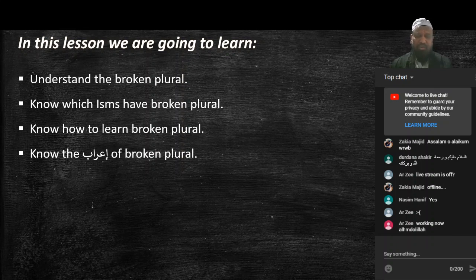For example, muslimun will be muslimun in marfu case. In mansub and majrur case, muslimin with the ya before it kasra, muslimin. Okay, because a Muslim is a description ism, so we can make jama mudhakkar salim.